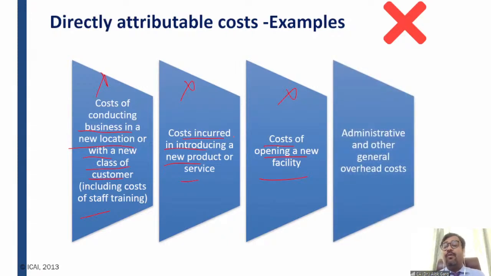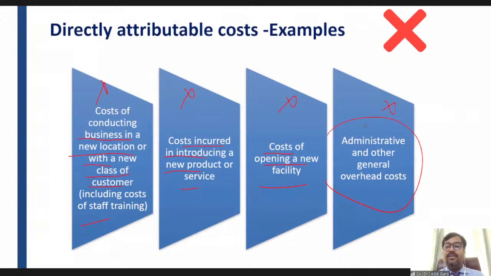Administrative and other general overhead costs, for example, audit fee. Yeah, for example, finance department expenses, right? So these kind of administrative and other general overhead costs will also be charged to P&L. This will not be added to the cost of the asset. So these are the examples which are given in the standard, right? I hope it is clear to everyone, friends.